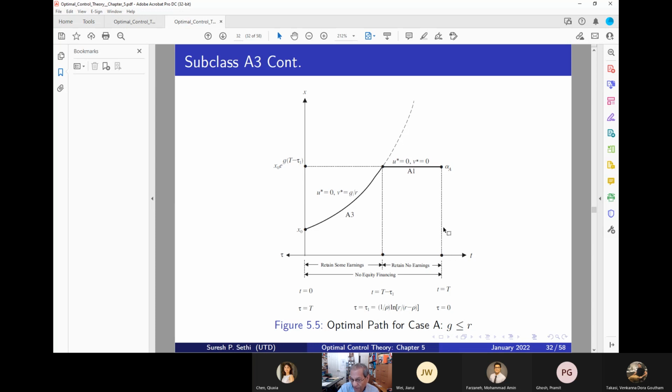X0 will remain x0 all the way up to here. U and V will be 0, and the problem is finished. But if that problem is finished, you are not making t sufficiently large. T sufficiently large means t at least has to be somewhere here.